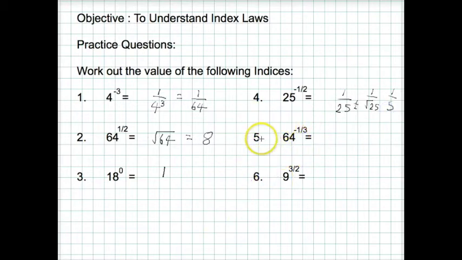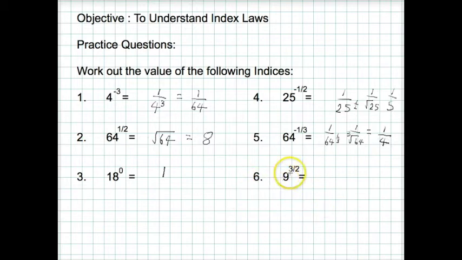Same thing with question 5 here. We've got 64 to the negative a third. So first of all, we write 1 over 64 to the third. We then can find the cube root of 64, because this becomes 1 over the cube root of 64, and the cube root of 64 is 4. So our answer is 1 over 4.